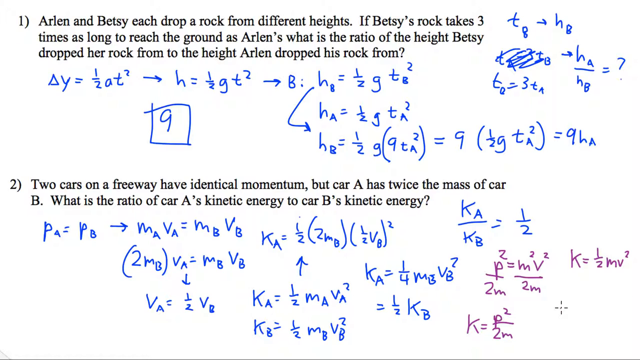And then what you can do very simply is say Ka over Kb equals p squared over 2ma, since they both have the same momentum. That's why I can do this. And then p squared divided by 2mb. And this is tricky because these are denominators in the fraction: this is the denominator of the numerator, and this is the denominator of the denominator. So what you get is Ka over Kb equals the inverse of the ratio of masses. Car A had twice the mass of B, so this comes out to be 1/2 as well, just like it did up here.